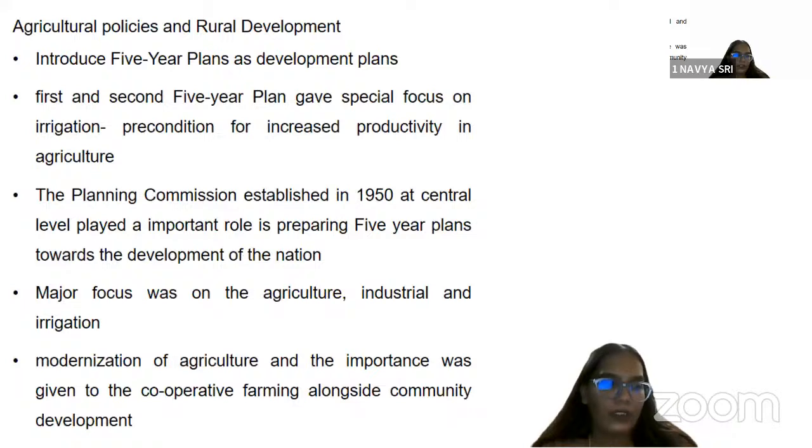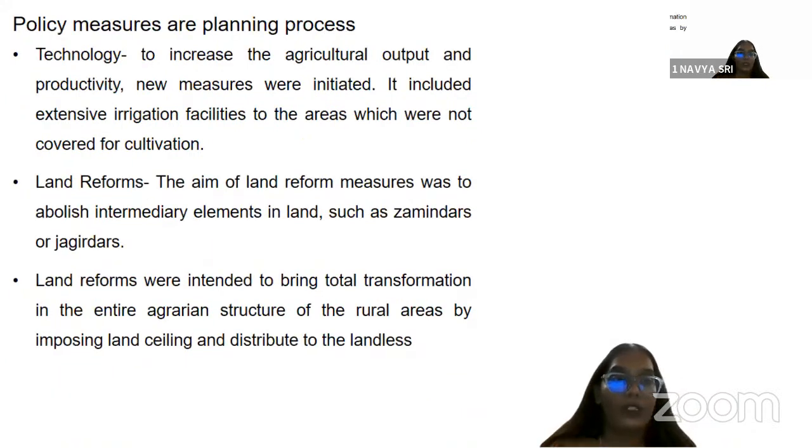Also, the major focus of agriculture was irrigation and modernization of agriculture. Importance was given to cooperative farming. This is very crucial. Cooperative farming was encouraged previously. Then policy measures or planning processes: how was this tackled? Technology, which would lead to extensive irrigation facilities and land reforms to abolish the zamindar system. Then land reforms for shifting entire agriculture.